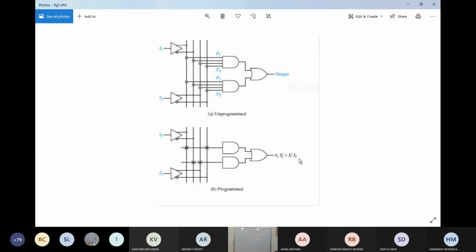I1 F2 plus I1 dash, this one. How did we get this? Now follow this one carefully. What is this line? This is I1 line, right? You guys are there or not? Yes, ma'am. This is I1 line. This is I1 dash line. What is this line? I2 line. This is I2 dash line. Please try to understand this. Okay.